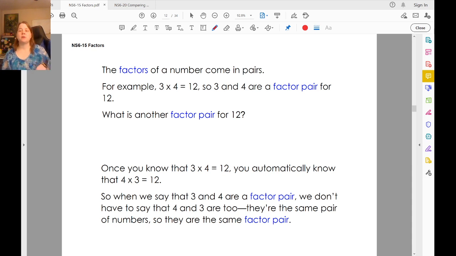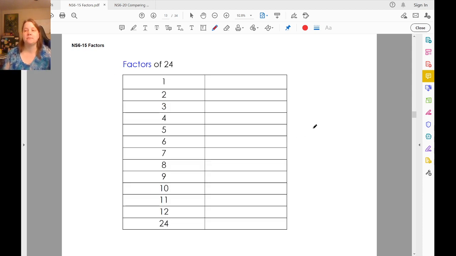So the factors of a number come in pairs. 3 times 4 equals 12, so 3 and 4 are a factor pair for 12. Remember that factor pairs can be reversed, 3 times 4 or 4 times 3.